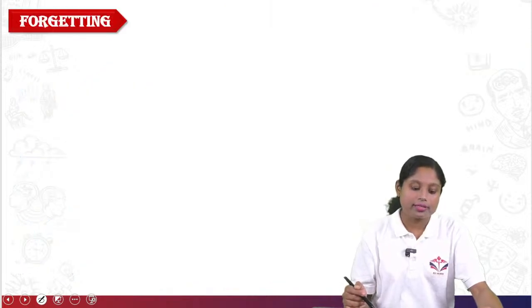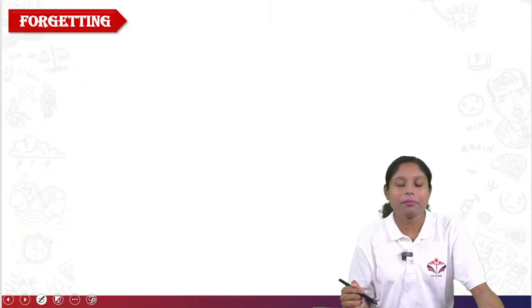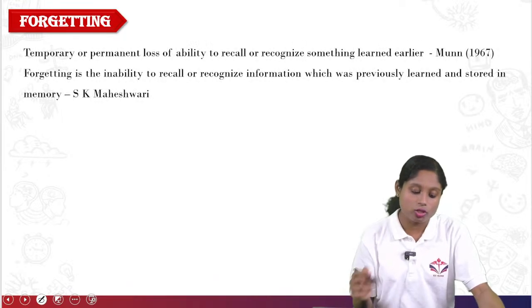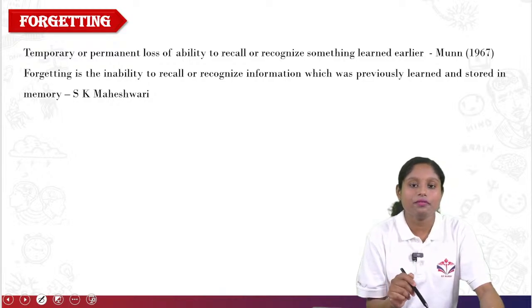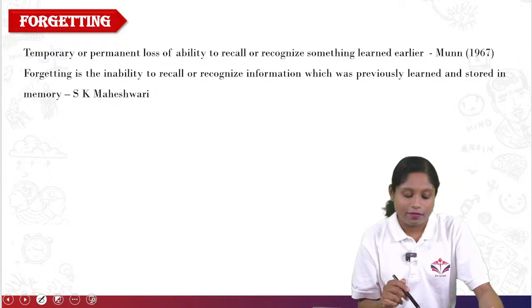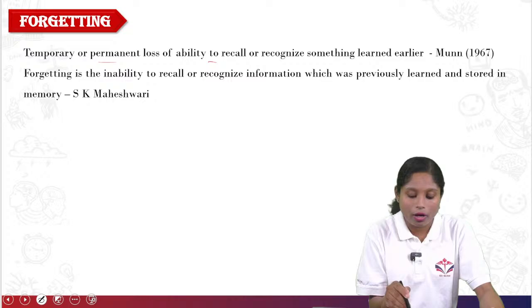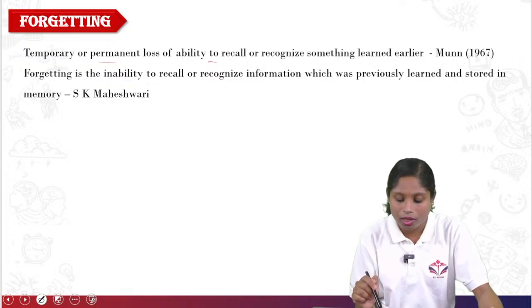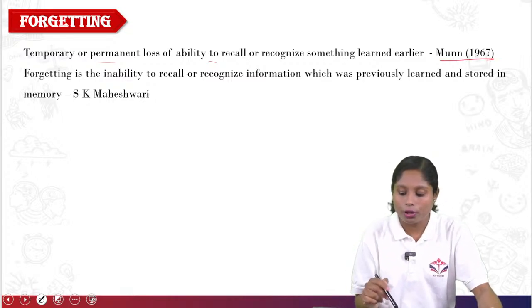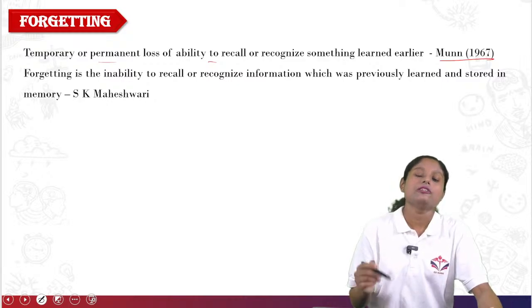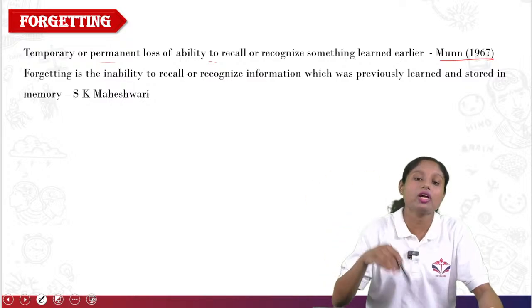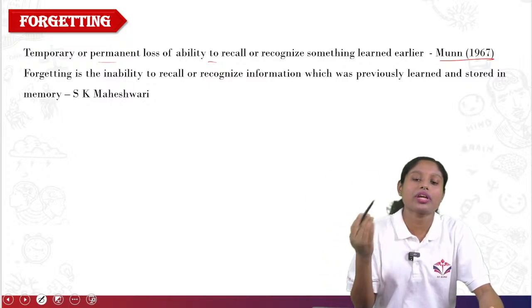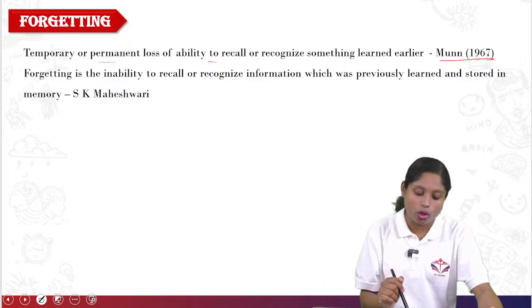Now we will discuss the next important topic coming under this chapter, which is forgetting. So what is forgetting? Let's see the definition. According to Munn in 1967, it is the temporary or permanent loss of ability to recall or remember something learned earlier. The person does not have the ability to recall what he has learned or to recognize something. That is what is called forgetting.